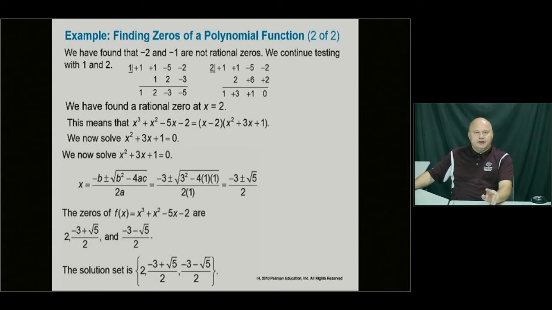1 rational and 2 irrational zeros for this problem. Okay, so it's very important, guys, that you're taking notes on this. Write this problem down. This is a very good example of finding the rational zeros and finding all the solutions altogether.